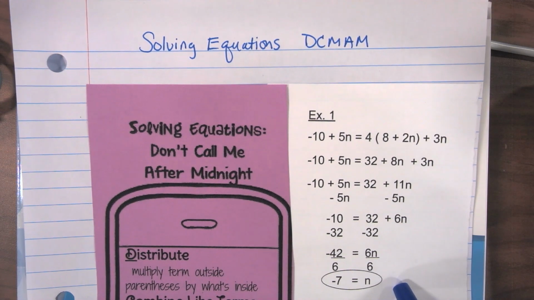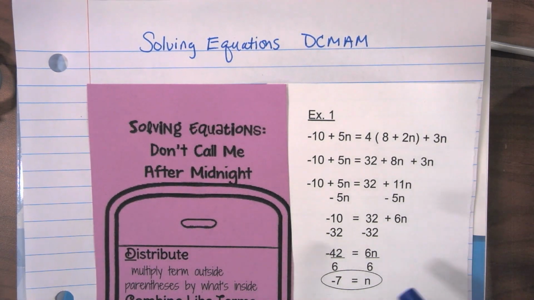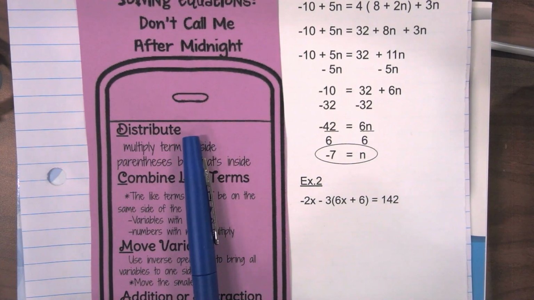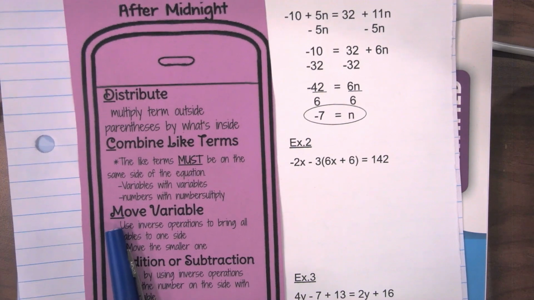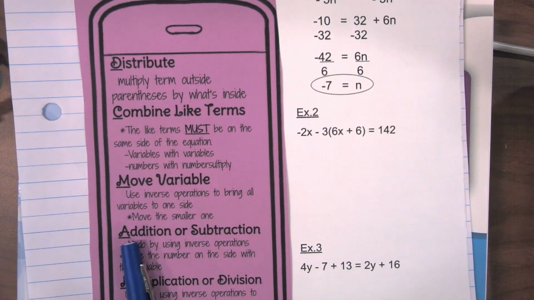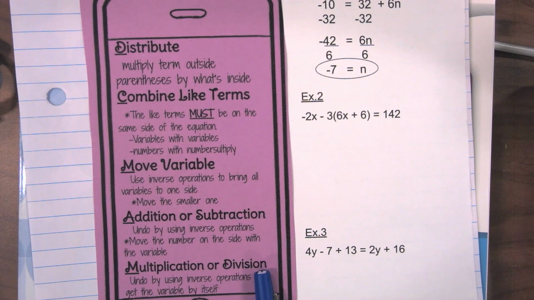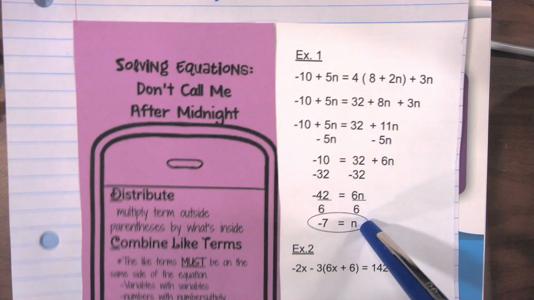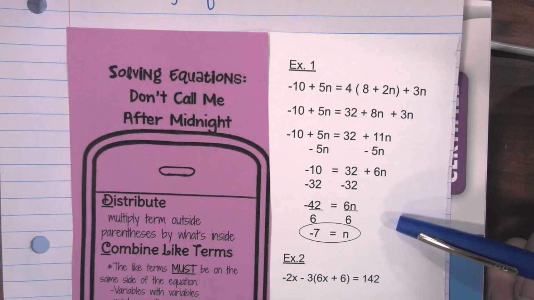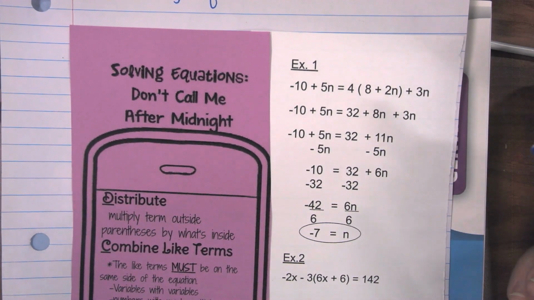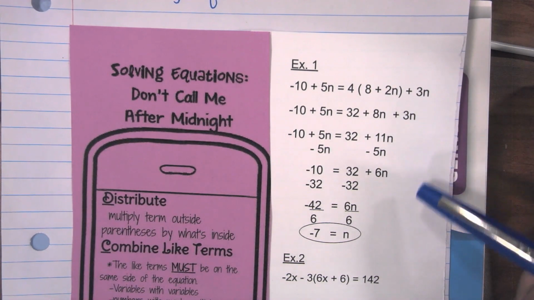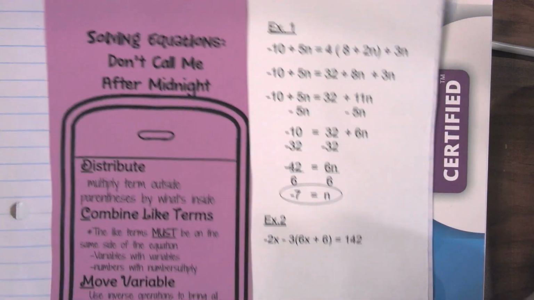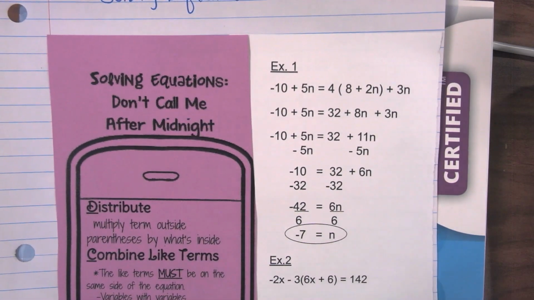So I've done out the first example for you. We're going to go through and annotate it together as we go through the acronym here. So don't call me after midnight. D stands for distribute. C, combining like terms. M, moving the variable. A, addition or subtraction. M, multiplication or division. So we're going to go through and highlight each of these things and where they show up in this example. In example 1, all of those things show up one at a time. I'm going to show you where to see them as we annotate a couple things, but this one is done completely out just so I can talk about how it happened. And then we're going to do these next two examples using the acronym as well.